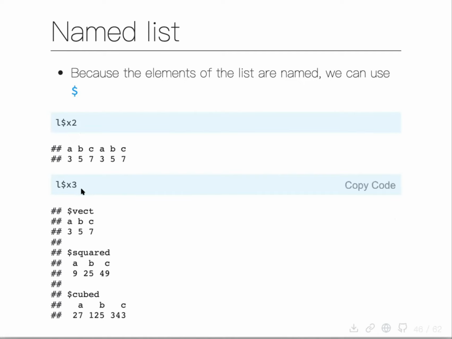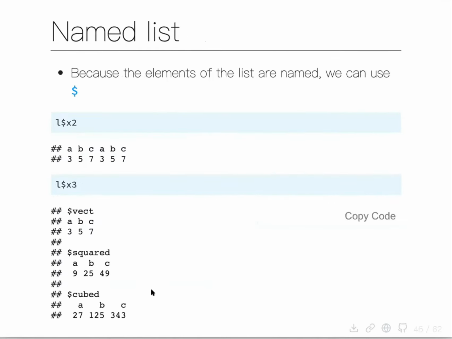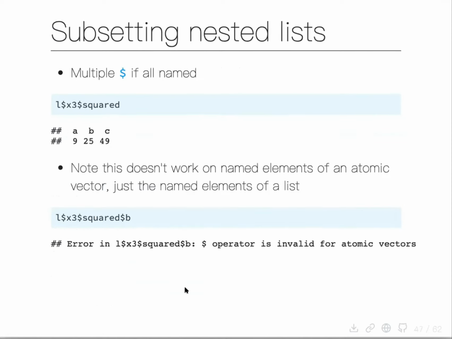L $X3 gives me back that entire list. So back here again, L is my list, right? If I say X3, I'm getting this list in return, okay? If we end up with a case like this, where we have a list inside of a list, and this list is also named, then we can just add an additional $. So here I'm saying L $X3 $squared, and now I'm getting the squared vector back, okay?